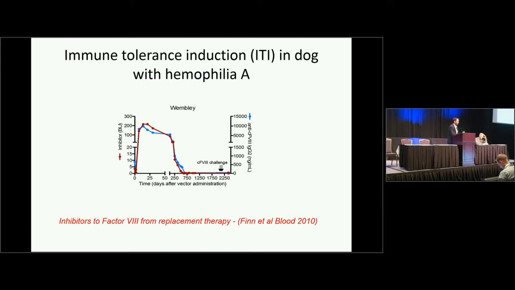So this is a dog experiment from Baldur Aruta's laboratory, Roland showed earlier. And so this dog Wembley had previously been treated with factor VIII and had preformed inhibitor antibodies. The dog was administered the AAV vector containing a liver-specific promoter, and there was an anamnestic response where briefly the antibodies rose to higher levels and then they dropped to baseline, and that persisted through a factor VIII immune challenge.